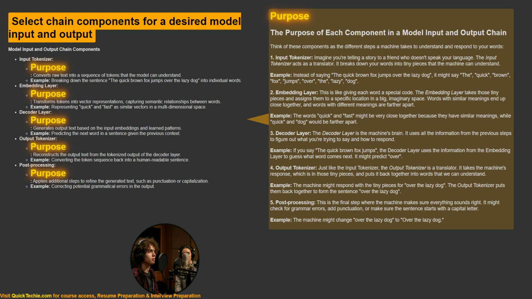4. Output tokenizer. Just like the input tokenizer, the output tokenizer is a translator. It takes the machine's response, which is in those tiny pieces, and puts it back together into words that we can understand.